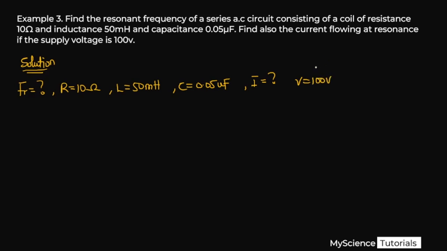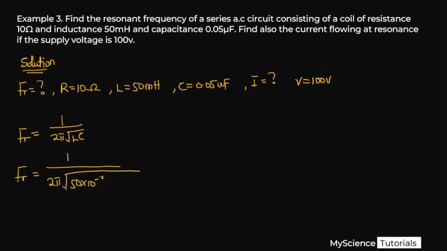All right, so this is very easy. The first thing we have to do is find the resonant frequency. We know that resonant frequency is equal to 1 over 2 pi the root of LC. We have L, we have C, and we know 2 pi, so it's easy. So resonant frequency is equal to 1 over 2 pi the root of 50 times 10 raised to the power minus 3 multiplied by 0.05 times 10 raised to the power minus 6. If we compute this in our calculator, we get 3.183 kilohertz.